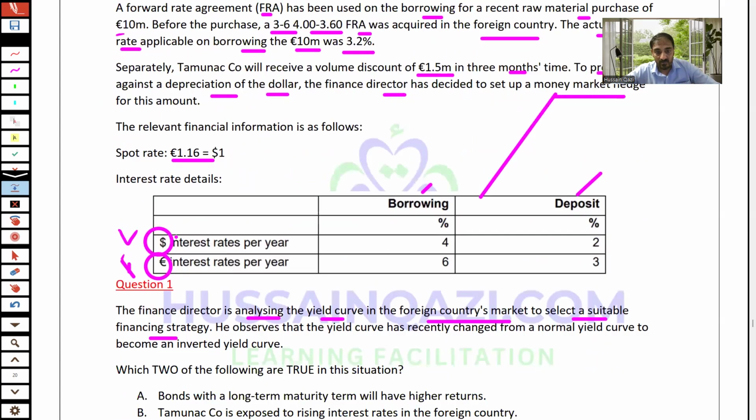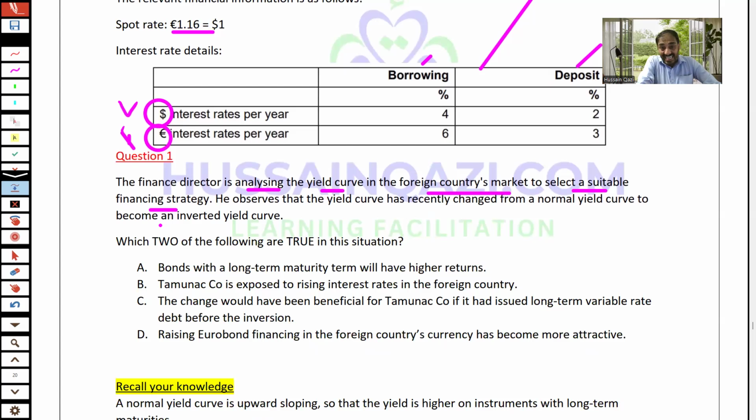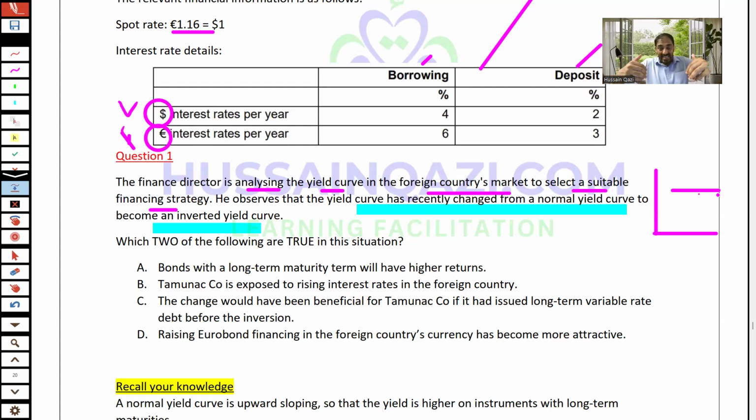Suitable debt finance. He observed that the yield curve recently changed from a normal yield curve to become an inverted yield curve. That's the key point. Here the situation of the yield curve is not normal; it's inverse, which is a decreasing trend. That's very simple to recall as basic knowledge.